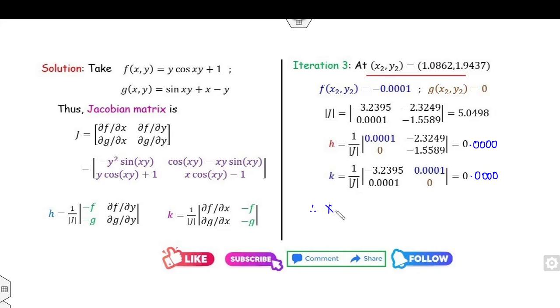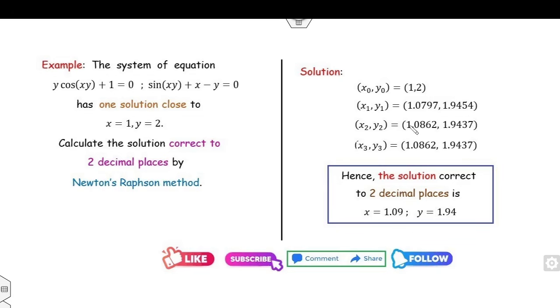So therefore, what is the value of x3? What is the value of y3? It is this. And you can say that up to the 2 decimal places, the value of x is the same, the value of y is also the same. Hence, my solution up to the 2 decimal places, you can round off. The last iteration up to the 2 decimal places, this number you can round off to 1.09. This number is 1.94. It is the same 1.94.